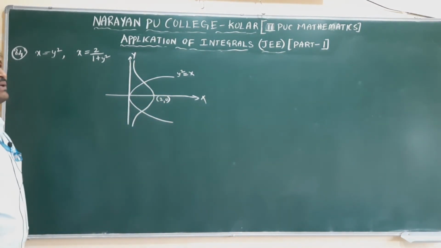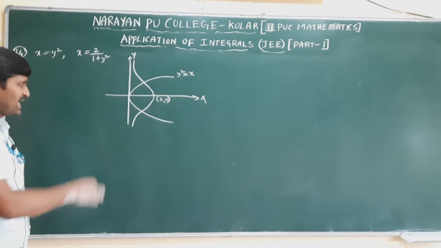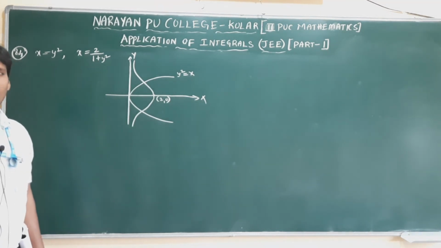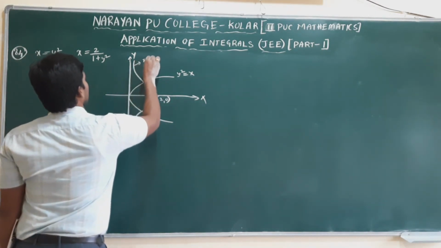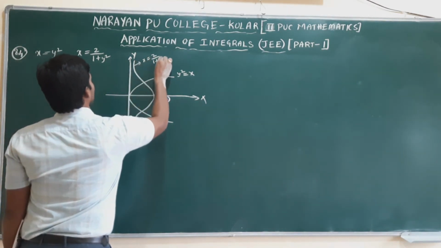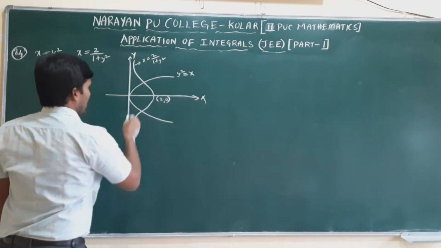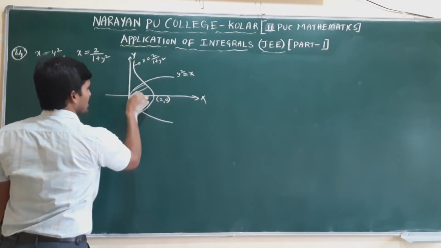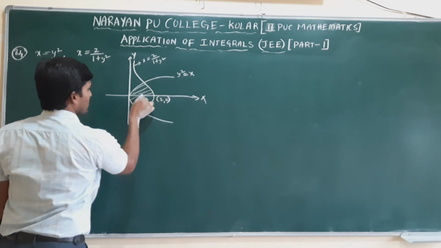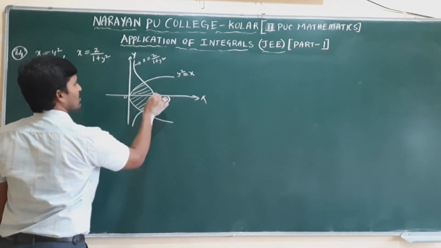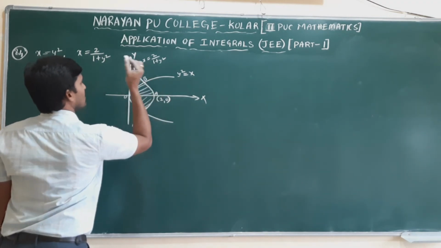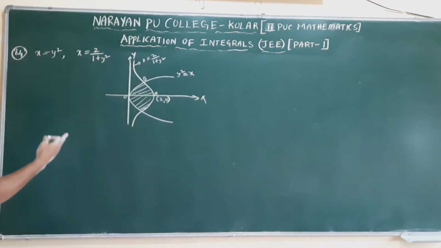Previously we did a cube by y square plus a square. It is the same form as this one. How did we get a curve like this? Same as that. This is x equal to 2 by 1 plus y square. Now this is the region, we need to find both regions, the above part and the below part. But we don't know the intersection points.